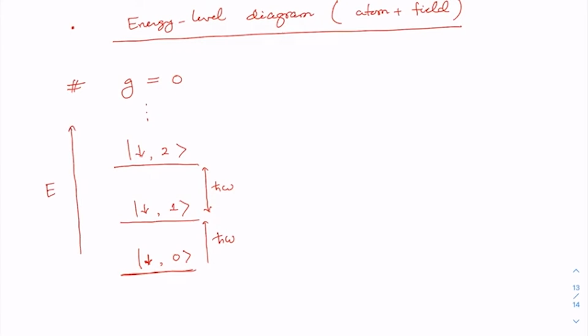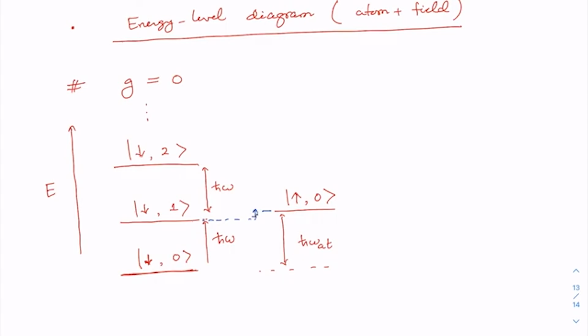On the other hand, we can have a situation where the atom is in the excited state and there is no photon in the field mode. Then, because the atom has energy ħω_atom, this energy level is shifted from the ground state energy of the combined system by ħω_atom. And as you see, this particular level and this level have some energy difference.